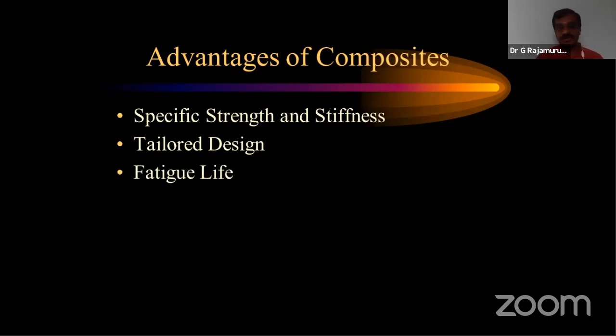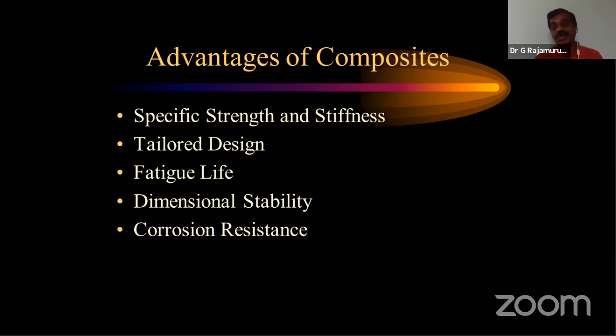So what are the advantages of this composite material? Specific strength and stiffness, and tailored design. It has excellent fatigue life. It has very good dimensional stability. Dimensional stability in the sense that how you are manufacturing it is very important. Otherwise, if there is some flaw in the fabrication, then you can't achieve this dimensional stability. The method of fabricating this composite will take care of the dimensional stability.